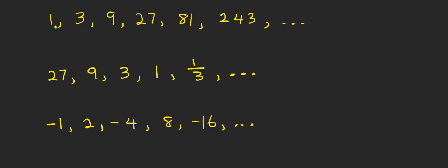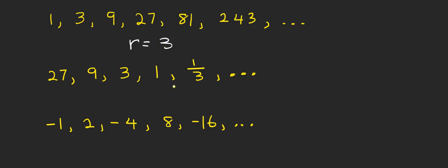Well, you have to multiply 3 to 1 to get 3. And 3 times 3 will be 9. And 3 times 9 will be 27. So basically, you keep multiplying 3 to a term to get the next term. And we have a common ratio here, which is 3.